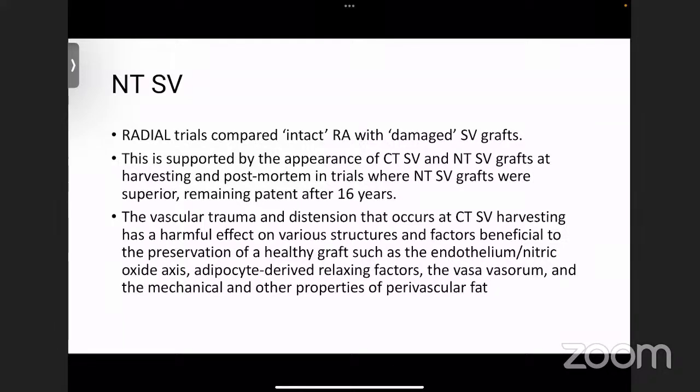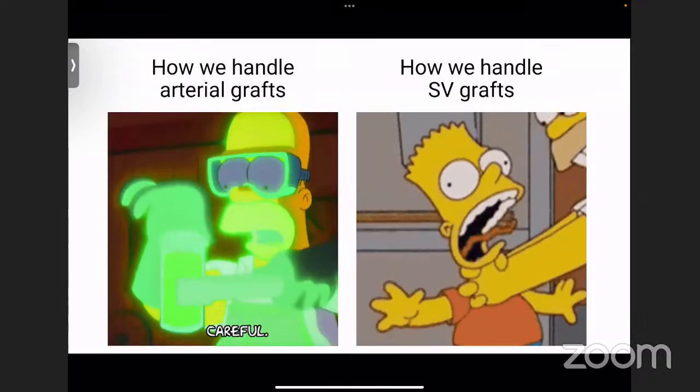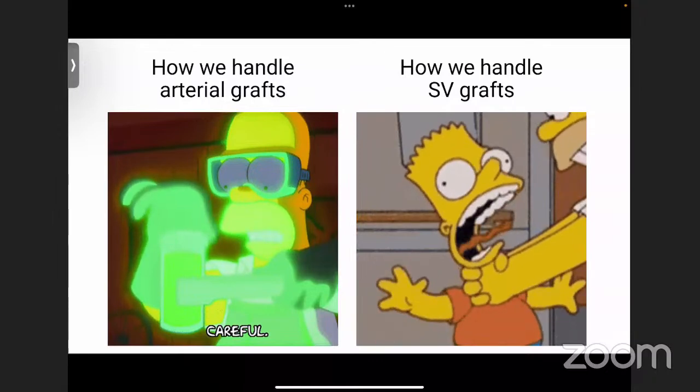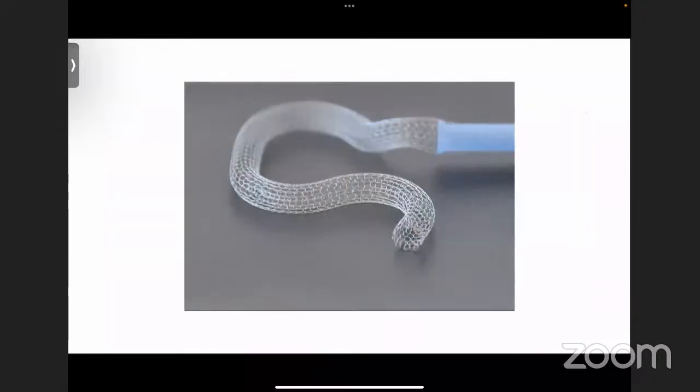The endothelium, when you keep it intact and relaxed, and keep the adipose around it, it protects it and keeps the nitric oxide more efficiently being produced in it. And this is funny, but this is really how we handle our saphenous vein grafts versus how we handle our arterial grafts. So even after we've grafted them, there's a big difference. So before we spend 20 years making large RCTs, let's try to go easy on the grafts first.